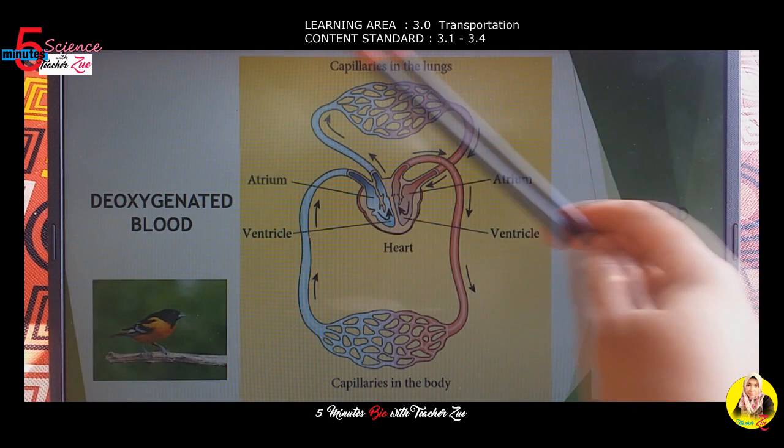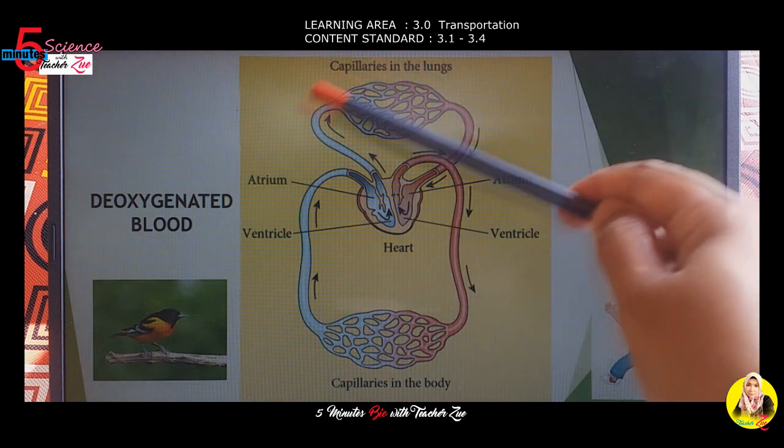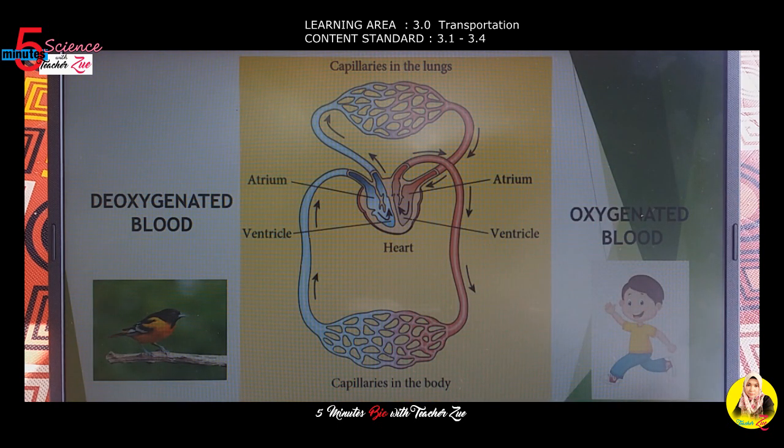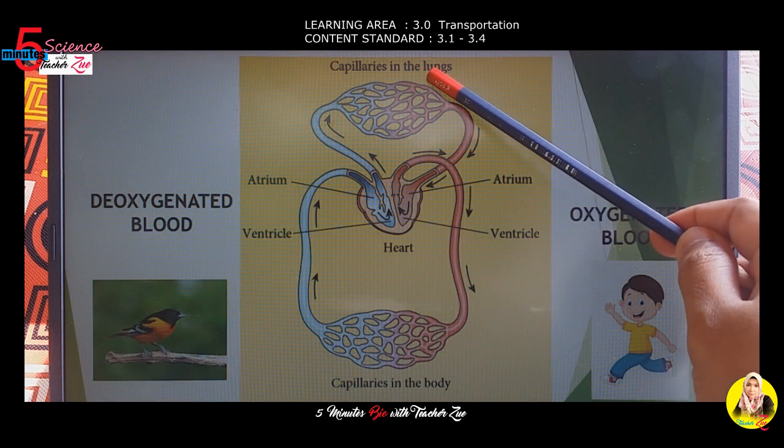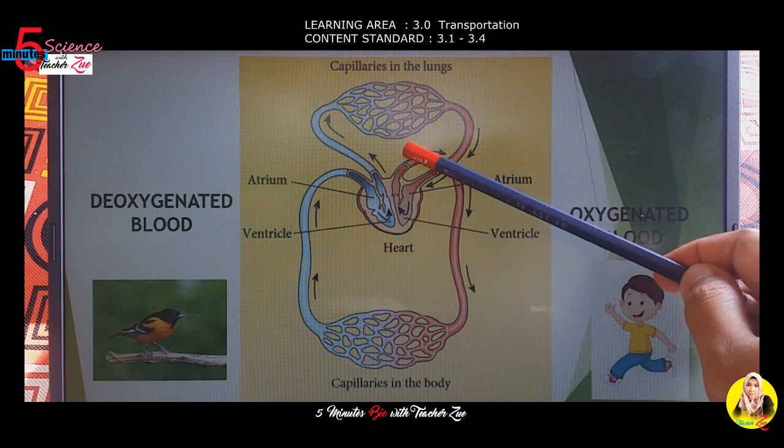And the last one, this is the blood circulatory system in mammals and birds. Mammals, like humans, and birds have the same type of blood circulatory system. So we use lungs to breathe in and breathe out.